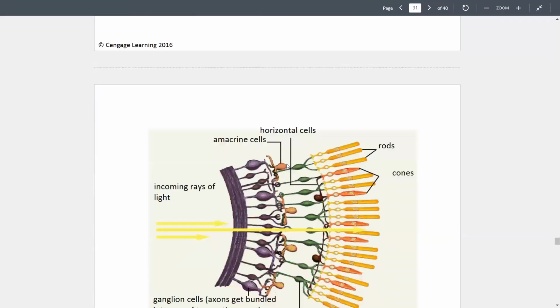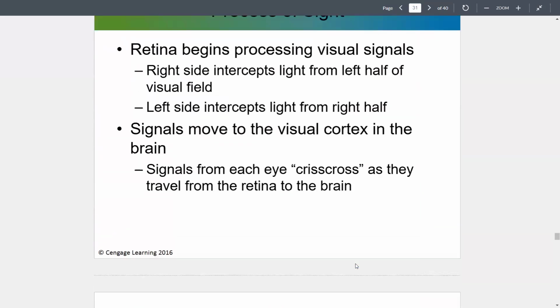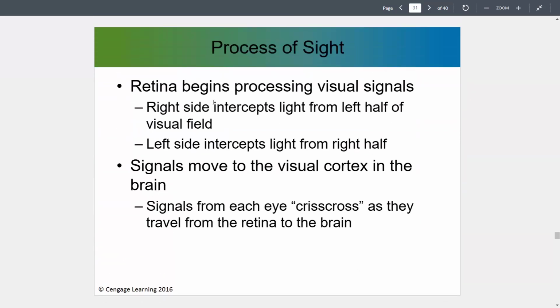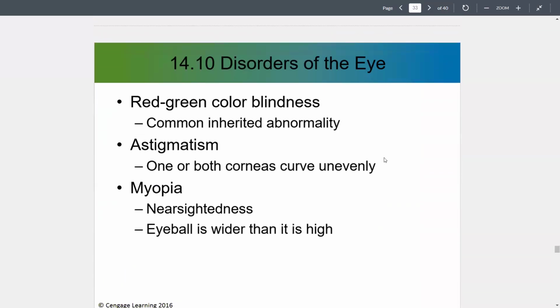Let's see, I wanted to see if I could show you. Here's rods and cones. So cones see color, rods see dim light. The light comes in and it stimulates those cells. So the retina is where that happens. The right side intercepts light coming from the left half. The left side intercepts light coming from the right half. So they crisscross.